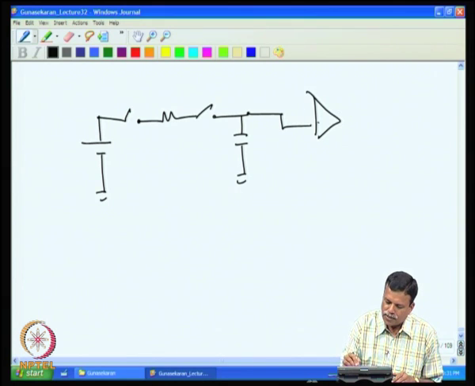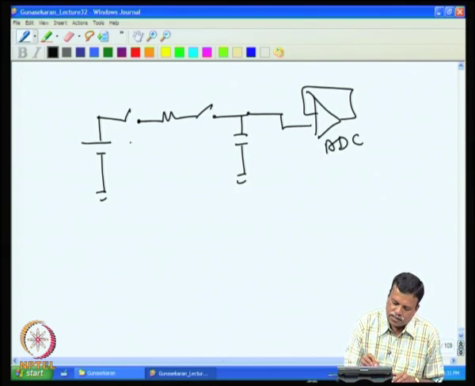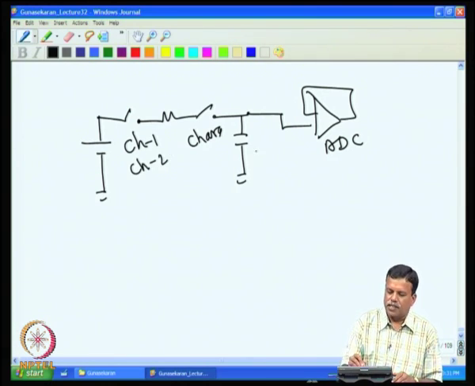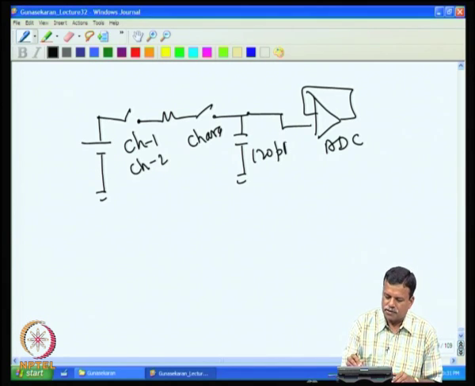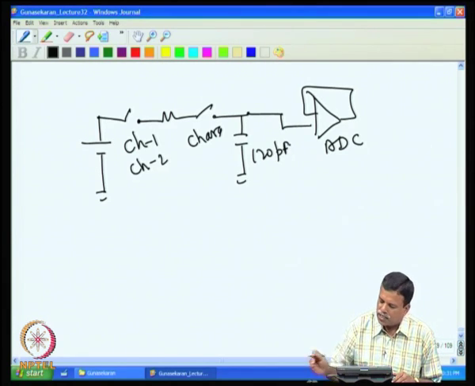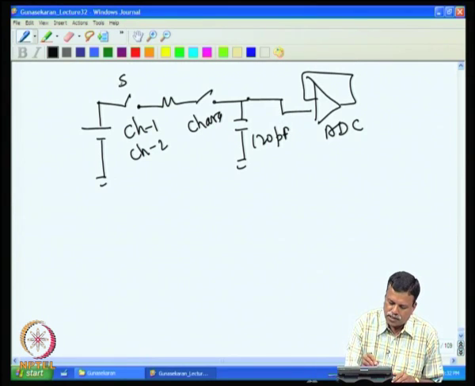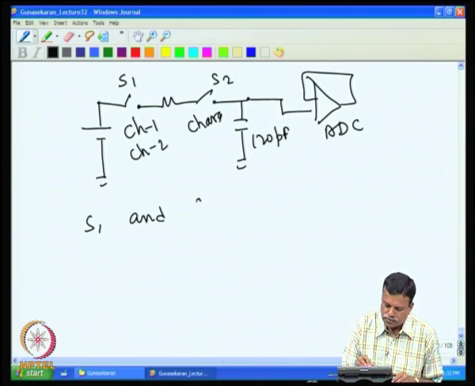We make it ADC. So, you have a channel selection switch and then a charging switch. Channel 1, channel 2, whichever one you want can be selected, and about 120 pF of capacitor. Now, if I had to do the conversion, then first S1 and S2 are on first.